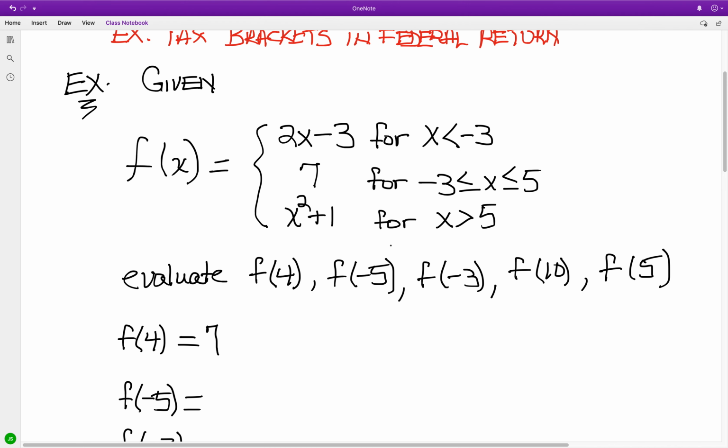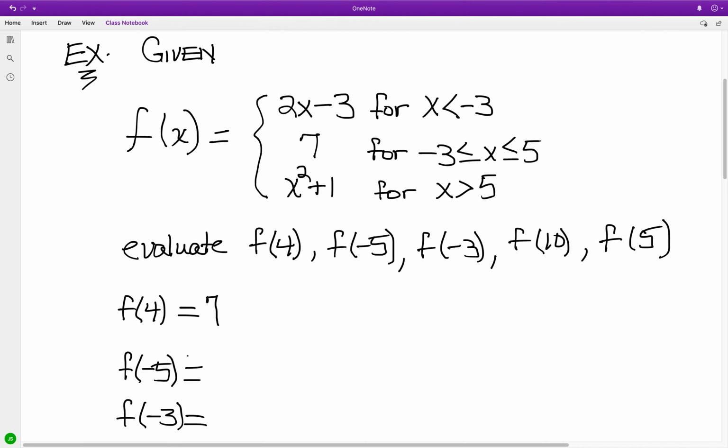Now for the input value of negative 5, negative 5 is less than negative 3. That is a true statement. So what am I going to do with negative 5? Since negative 5 is less than negative 3, I'm going to take 2x minus 3, where x is again negative 5. So f of negative 5 is 2 times negative 5 minus 3. 2 times negative 5 is negative 10, minus 3, and negative 10 minus 3 is negative 13. So whenever x is negative 5, the corresponding y value is negative 13.